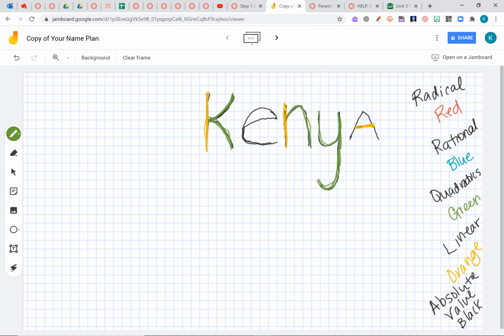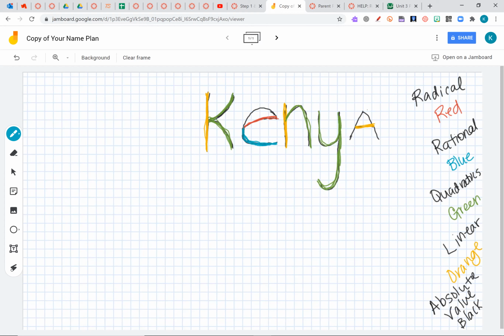Okay. And then my absolute value is just going to be, no, let's do the radical first. Radical, I said I was going to do this one right here. That's going to be the E right there. And then the hyperbola, which is the rational function. That's going to be this part right here. Okay.